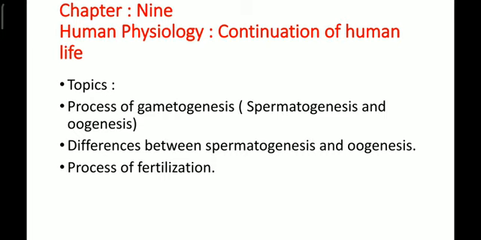Today I am going to discuss some very important topics: the process of gametogenesis, spermatogenesis and oogenesis, differences between spermatogenesis and oogenesis, and the process of fertilization. These topics are under Chapter 9, Human Physiology: Continuation of Human Life.